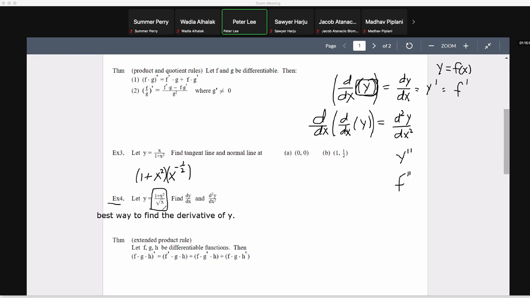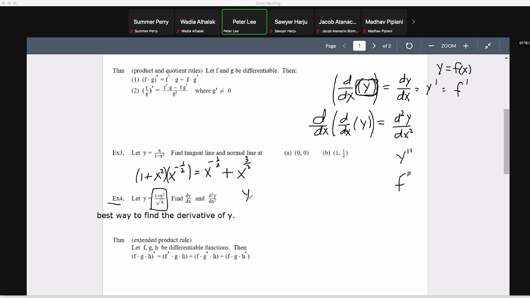So the question is, can we somehow find the derivative of this guy without the quotient rule and even without the product rule too? So yes, we can. Look at this. Can we multiply this? Yes, this is actually what? X to what power? Minus half power, and then plus x to the 3 over 2. Is that a good thing to do? Yes, we can.